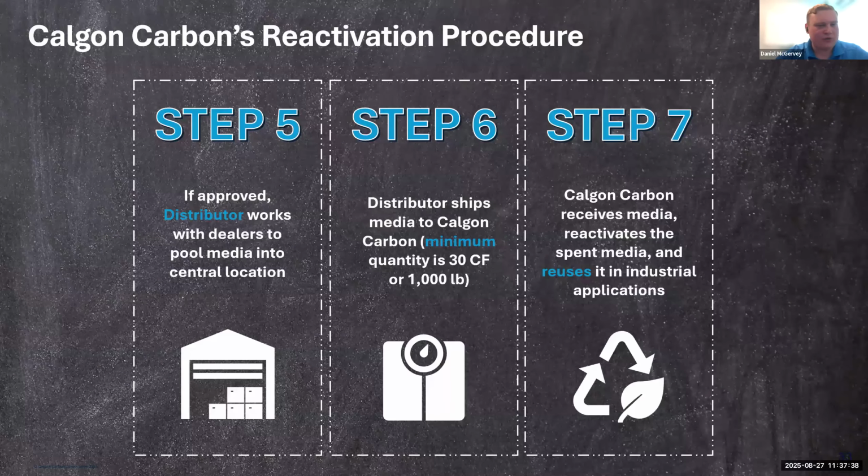And then if it's approved, the distributor will work with the dealers to pull media to a central location, and then they can ship the media to our reactivation site. We do have a minimum requirement of 30 cubic feet or around 1,000 pounds of carbon. So that's why you're pulling these media together, because a lot of these systems have lower amounts of carbon being used, a lot of times significantly lower.